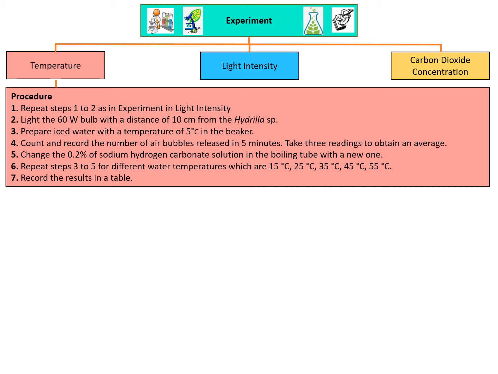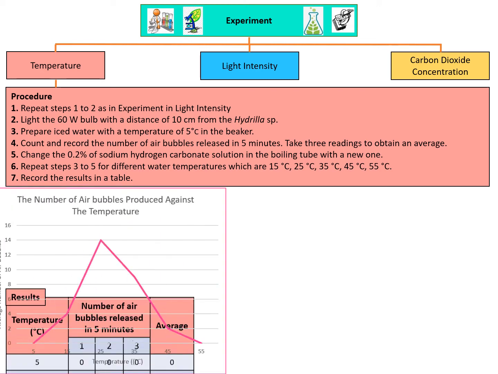Change the 0.2% sodium hydrogen carbonate solution in the boiling tube with a new one. Repeat steps 3 to 5 for different water temperatures, which are 15, 25, 35, 45, and 55 degrees Celsius. Record the results in a table.